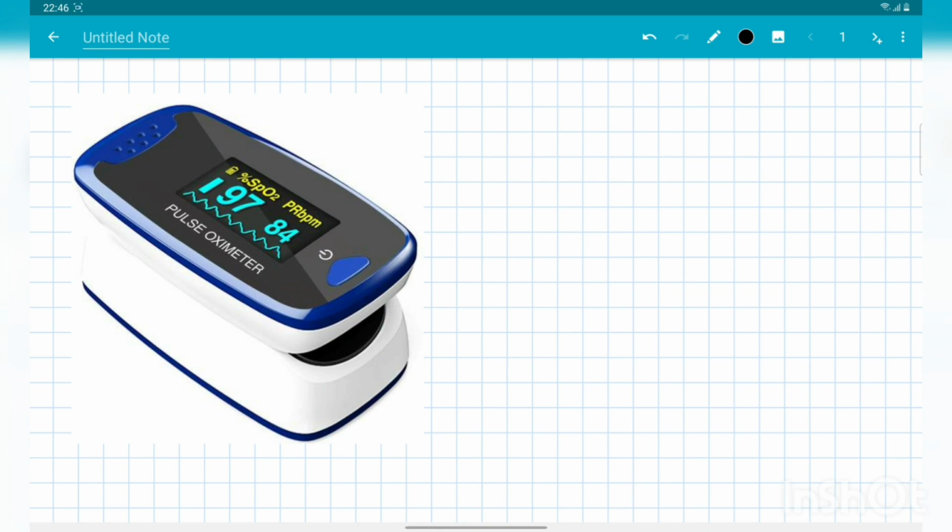Today we'll discuss a quite interesting as well as a quite important topic: how this instrument, this pulse oximeter, works. So firstly, let us see what it measures.